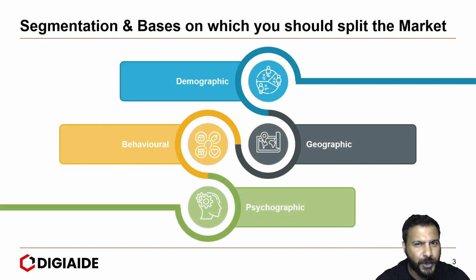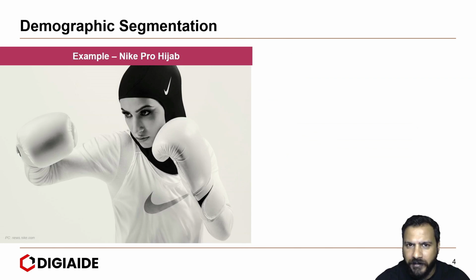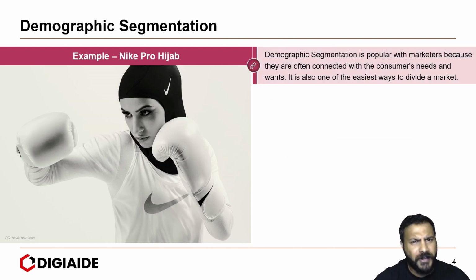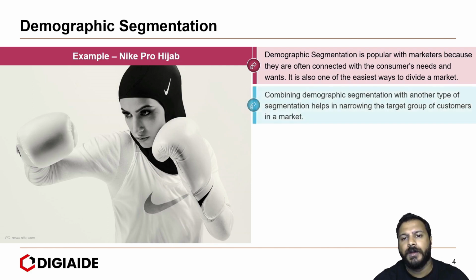Let's take a stab at each one of them briefly with suitable case studies. Starting with the first one, demographic segmentation. Demographic segmentation is popular with marketers because it is often connected with the consumer's needs and wants. It is also one of the easiest ways to divide a market. Combining demographic segmentation and other types of segmentation helps in narrowing the target group of customers in a market.